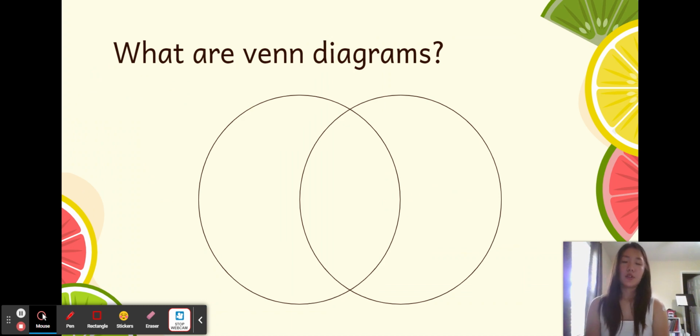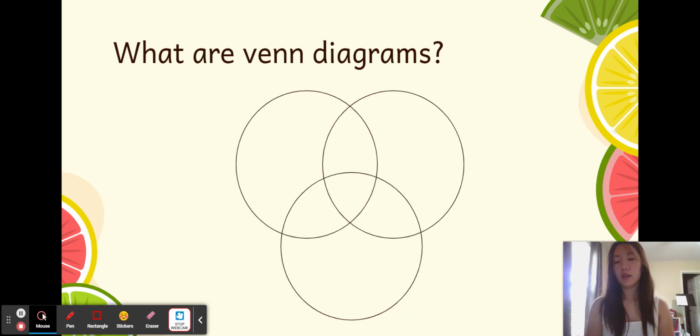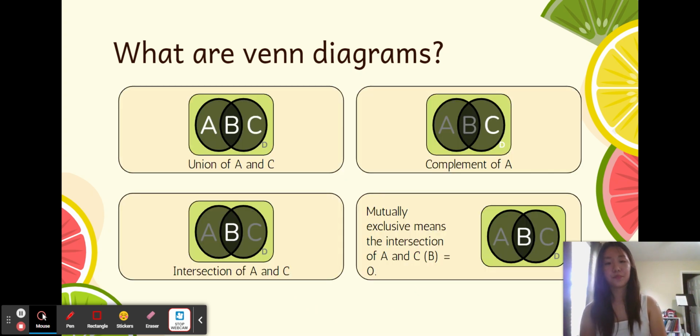Well, they're just a diagram that is used as a visual tool to help you see how different things fit into different categories when they're harder to keep track of because something might be in both categories, in one category, or neither category. So here's an example with two circles and then one with three. These are the ones that will be used most commonly because if there's more than three circles, it does get a little bit harder to keep track of and to visualize.